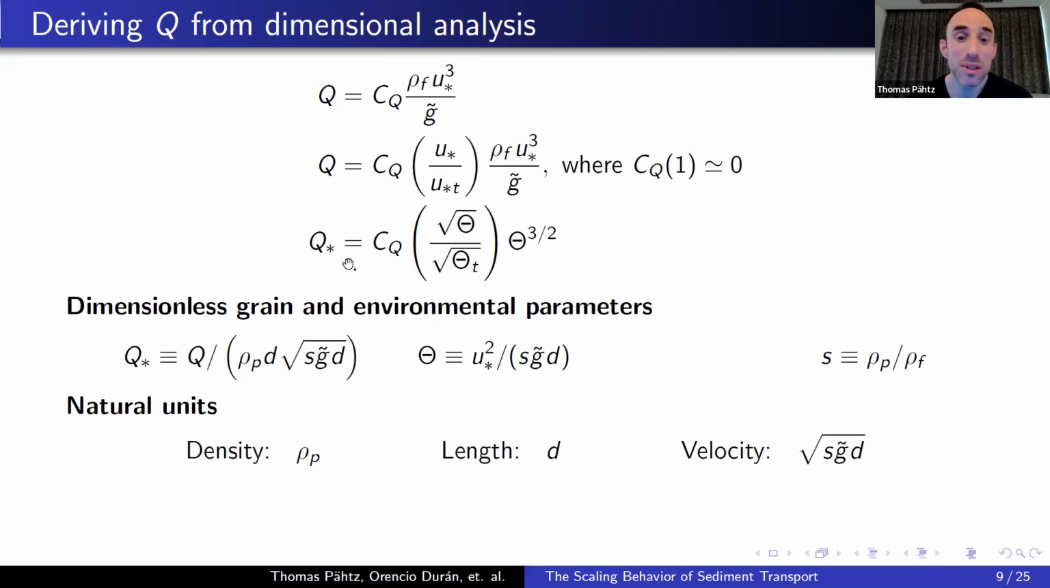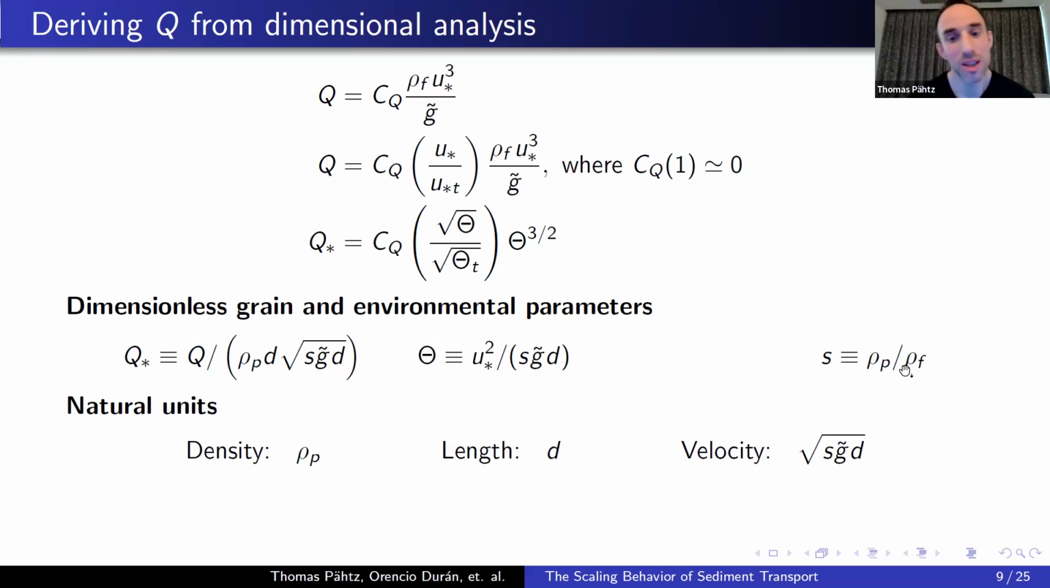Then you end up with this dimensionless law, where the dimensionless sediment transport rate is proportional to this thing called the Shields number, to the power 3 over 2. And the proportionality constant depends on the distance from this threshold. In this equation, I have used another definition, S, which is the particle-fluid density ratio.